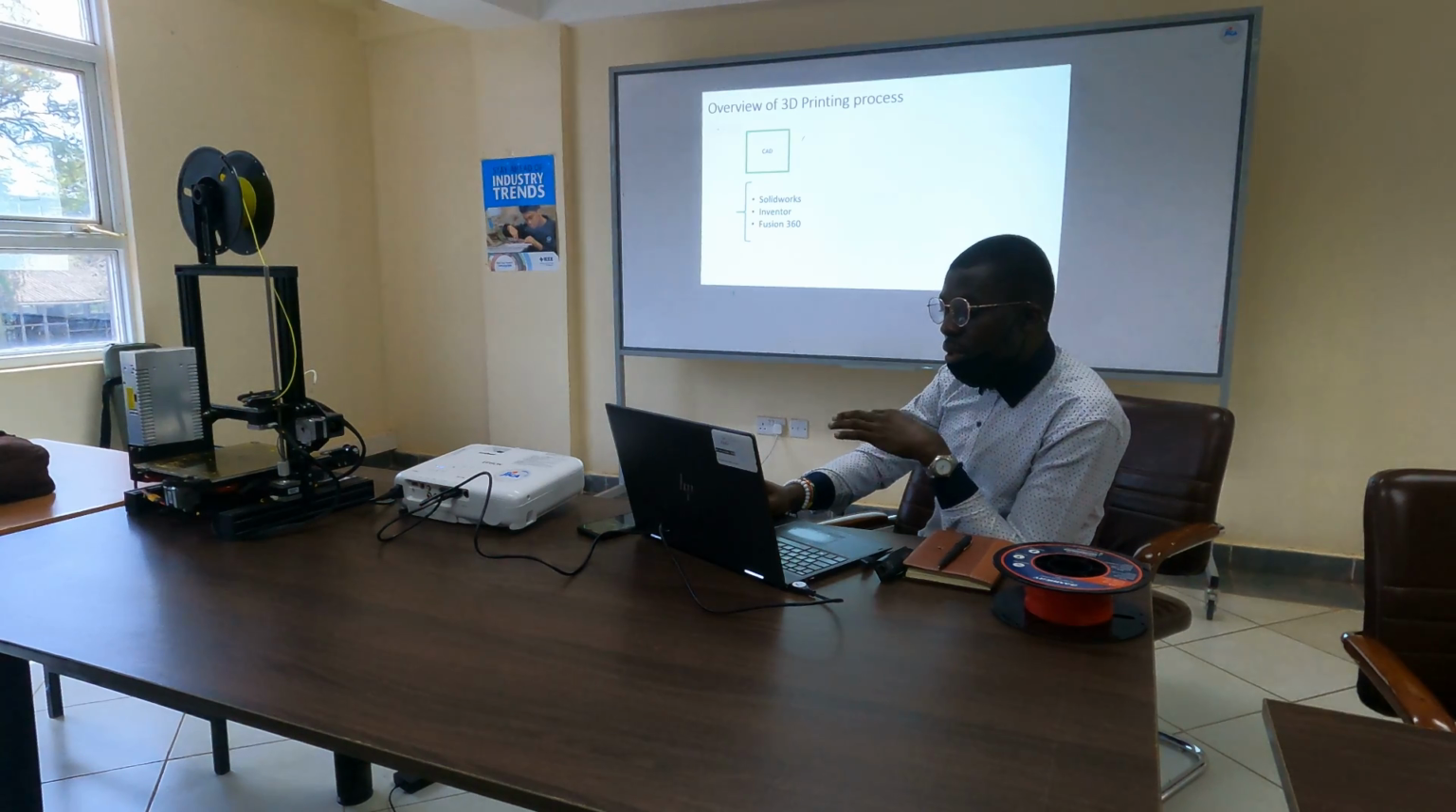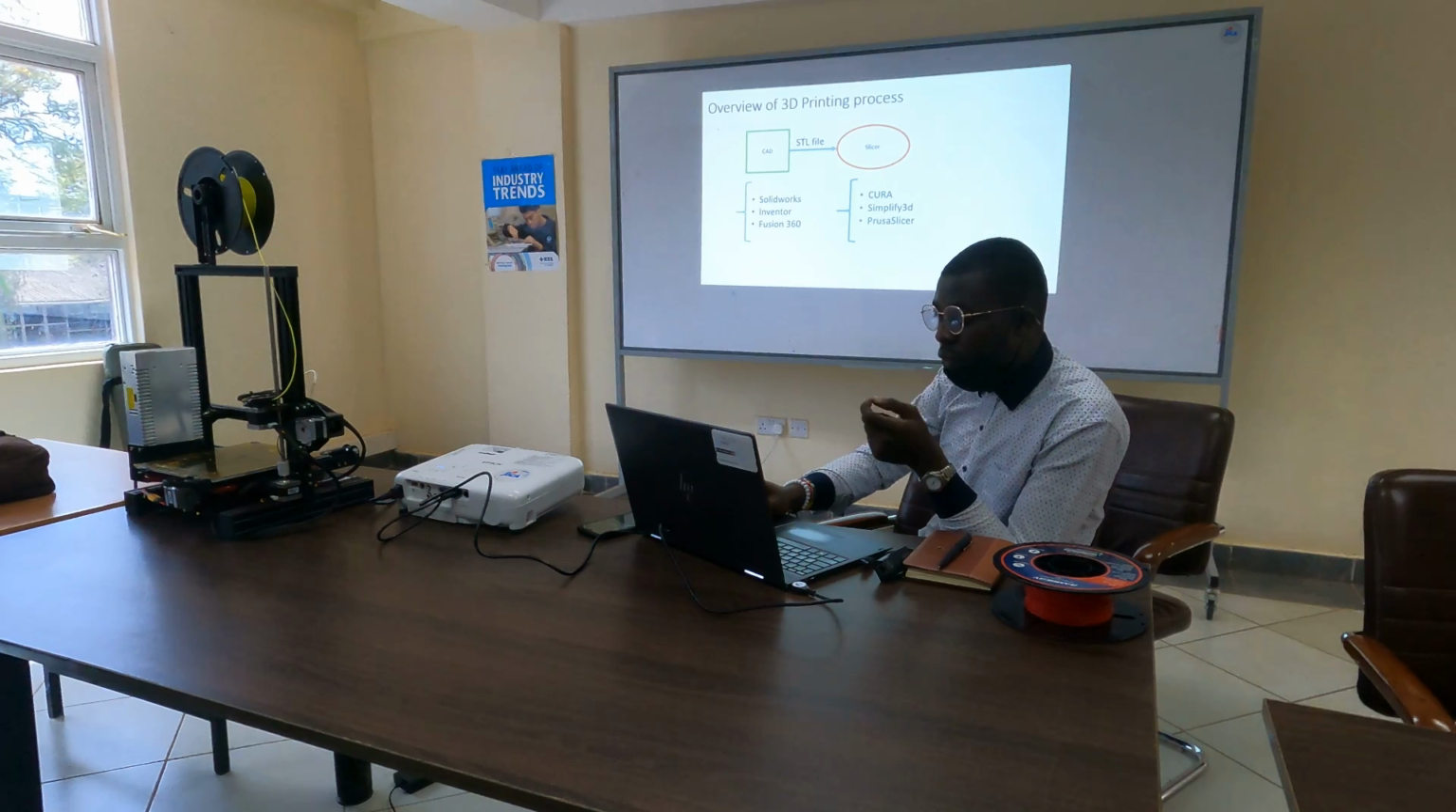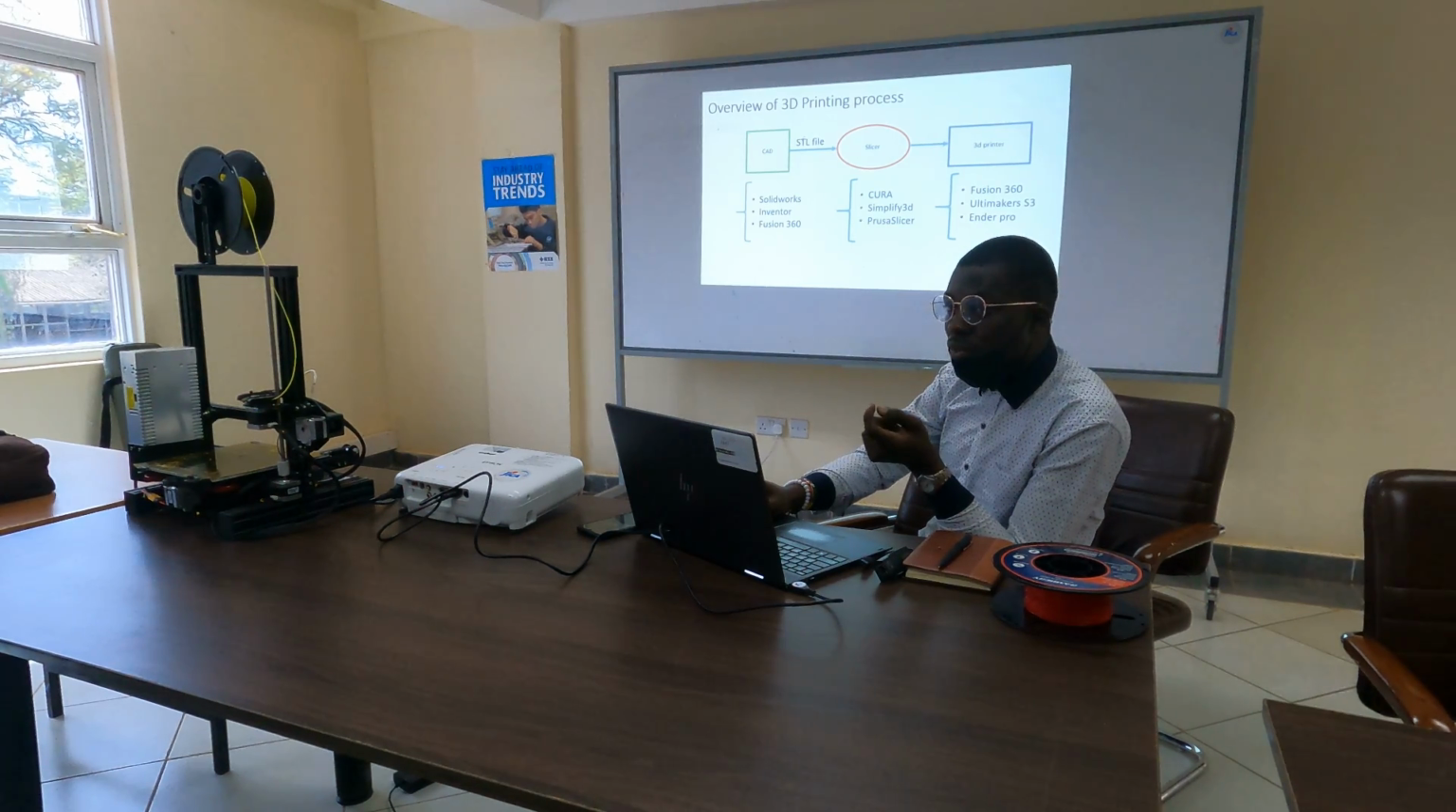And the overview of the process is, first of all, we need to design the CAD, to have the model of the object that we want to print. To do that, we use either SolidWorks, Inventor, or Fusion 360. When we finish designing, we can obtain the STL file. It is with that STL file that we are going to use slicer software, whether Cura, Simplify3D, or PrusaSlicer, to transform the STL file into the G-code. And when we have the G-code, we can directly print, maybe using Fusion 3, Maker, or Ender Pro.